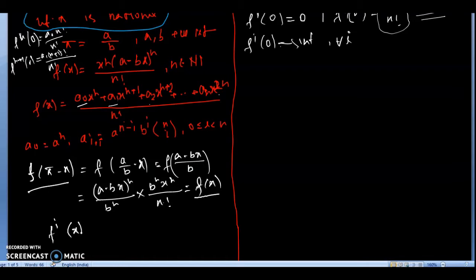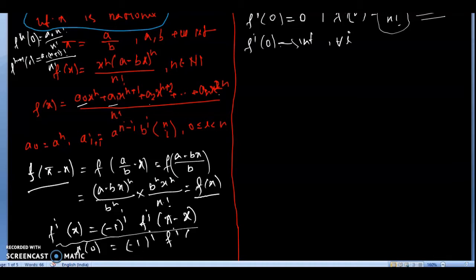So you can say that f^(i)(x) = (−1)^i f^(i)(π − x), because if you differentiate f(x) one time, f'(x) = −1 × f'(π − x). Similarly, if you differentiate two times, f''(x) = (−)(−) = plus f''(π − x). In the same way we can say that f^(i)(x) = (−1)^i f^(i)(π − x). Now if you put x = 0, it will be f^(i)(0) = (−1)^i f^(i)(π). Now as f^(i)(0) is an integer for all values of i, easily we can say that f^(i)(π) is also an integer for all values of i.